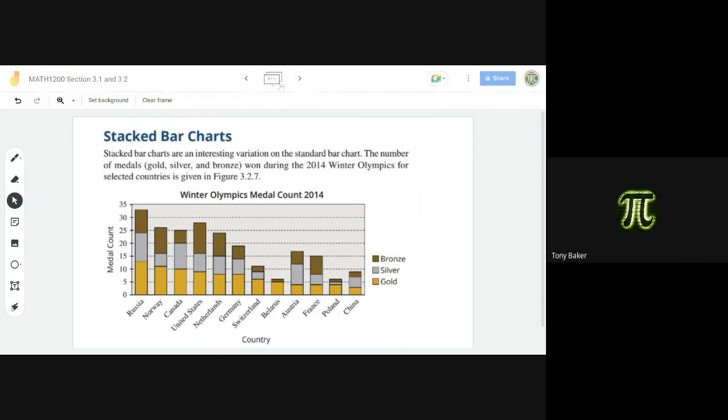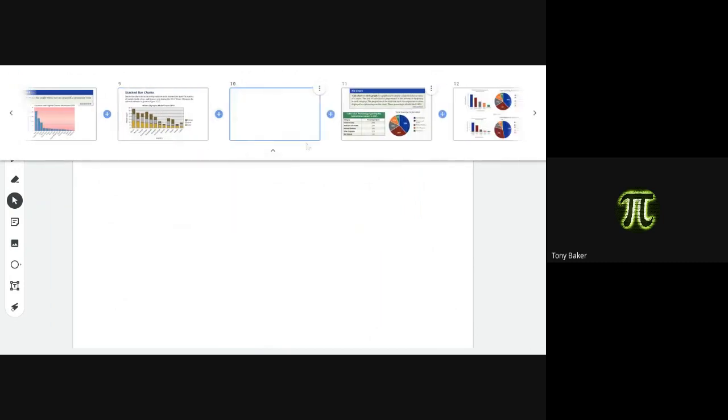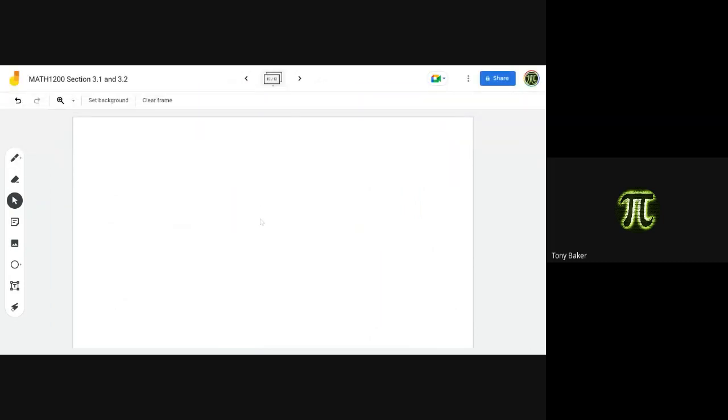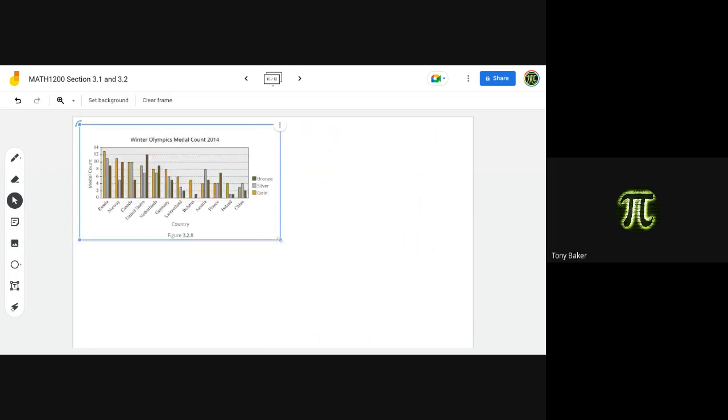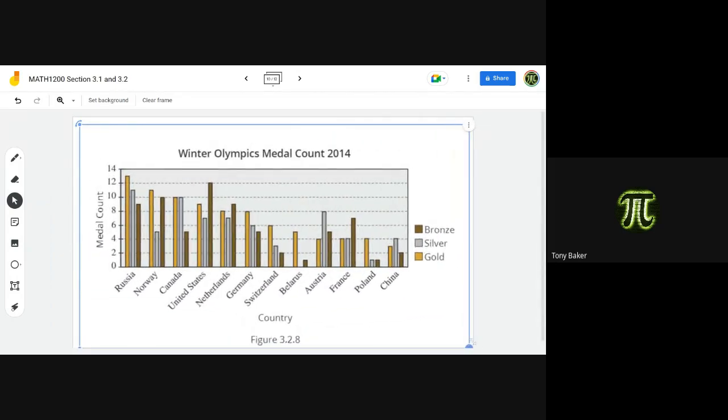If I didn't do this as a stacked bar graph, I could do it as this, or I can do it like this. This is the same data. Each one's its own bar. Shows the same information, but it's not as clean, and you can't tell quickly who won the medal count. So same data, just different ways to look at it.